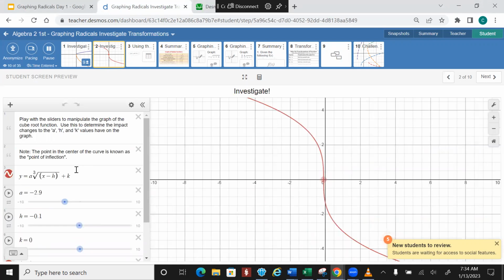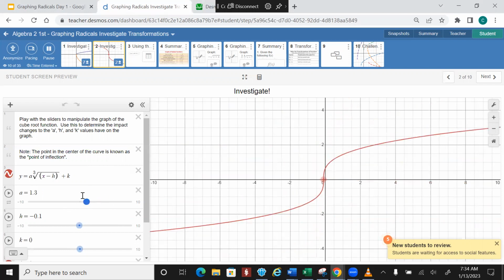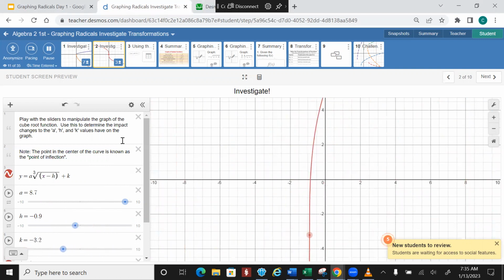Playing with the sliders to manipulate the graph of the cube root function. So we're doing the same thing, but now we're dealing with a cube root function. So what does A do? It kind of looks like it's rotating, but it's like reflecting it, right? Like it's putting one side on the bottom, one side on the top, right? What does H do? Left, right, and then K is up and down, right? Same thing that we had on the last one, right?